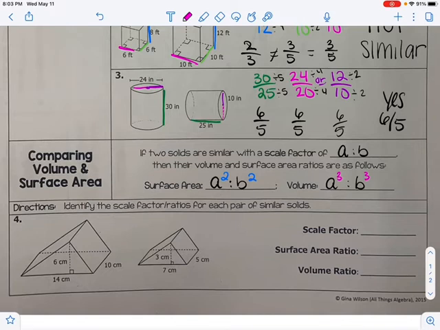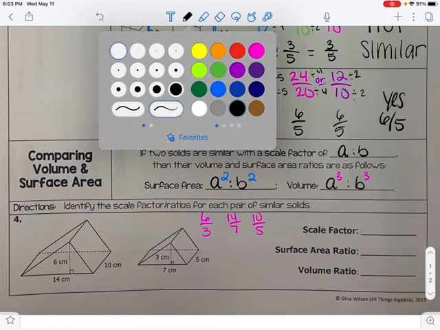So in number 4, we have 3 dimensions, right? We have 6 and 3 for the heights, 14 and 7 for how wide each one is, and 10 and 5 for the length. The first prism is on top, second prism is on bottom on each fraction, and I'm going to go straight into reducing.